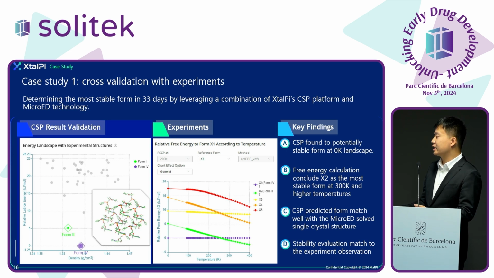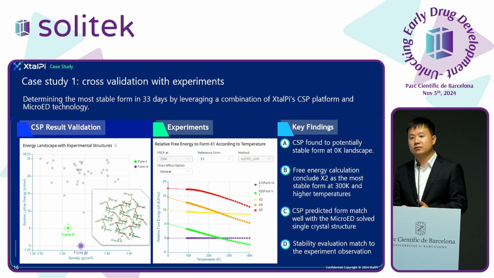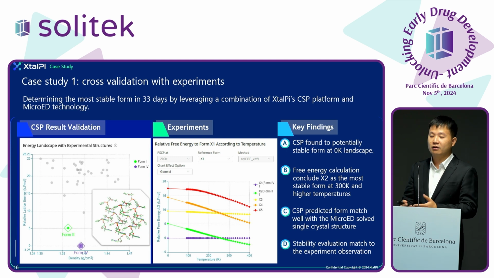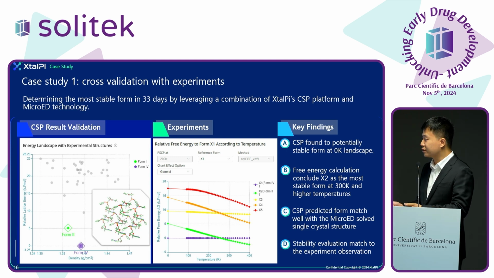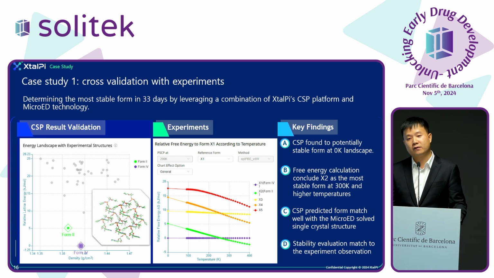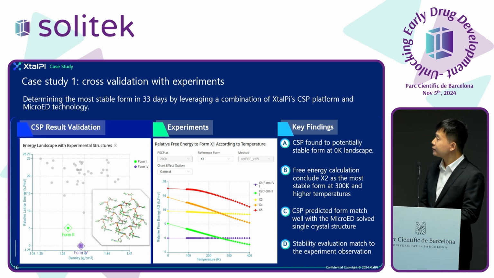So from this example, you can see that CSP can not only give you the idea of how many theoretical structures exist in the systems, but also can tell you which form is the most stable form at ambient conditions.